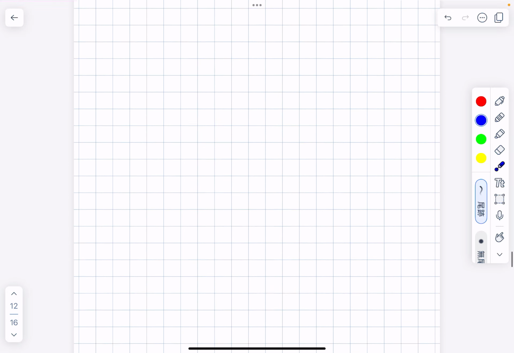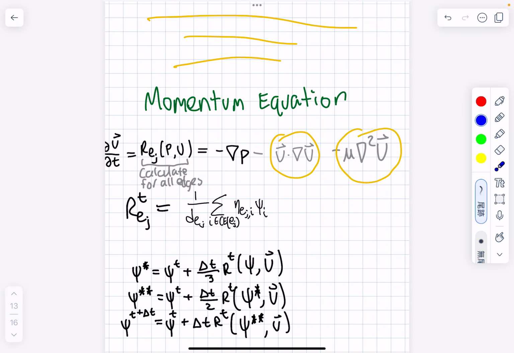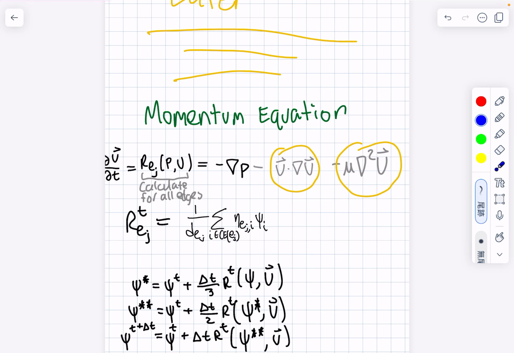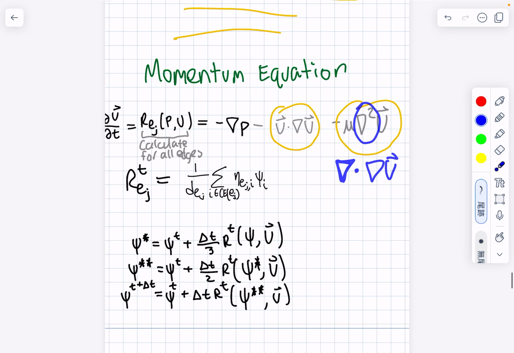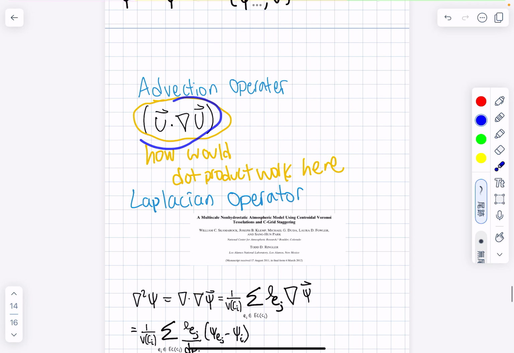Yeah, so later I do want to talk about this, but I don't have the knowledge currently of how to do this. But right now, for solving the momentum equation, we know how to treat a gradient. But as for the dot product of something with a gradient, or the Laplacian, which is a gradient dotted with a gradient of something, how do we do that? I'm not exactly quite too sure. Advection operator, yeah, not sure.